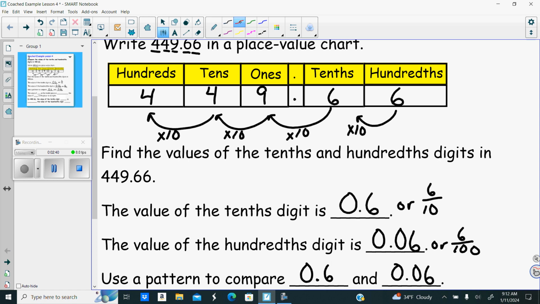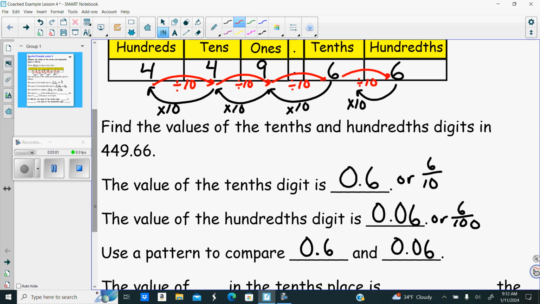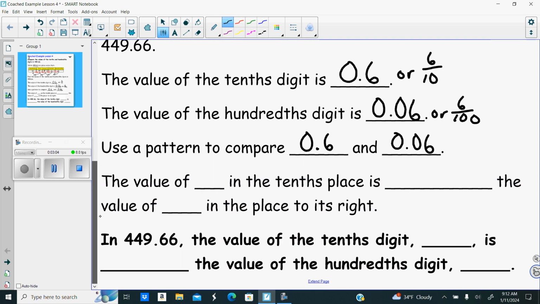It also works the opposite if you're going to the right. As you go to the right, each place value is 10 times smaller. We're dividing each of these by 10. So if we divide by 10 every time, we would have the next place value's value. Therefore, the value of the 6 that's in the tenths place is 10 times the value of the 6 that's in the place to its right, which is the hundredths place.